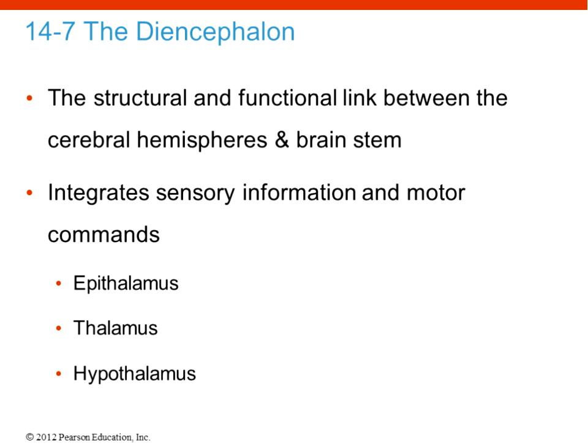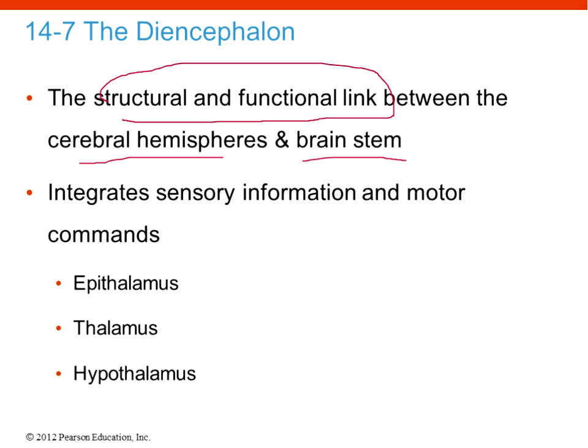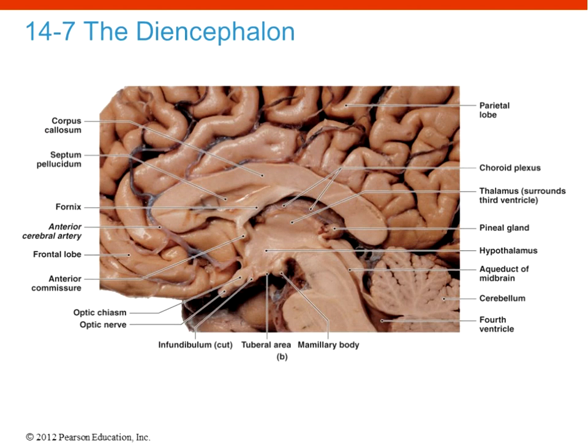On to the diencephalon. Diencephalon sits on top of the brain stem and is the structural and functional link between the cerebral hemispheres and the brainstem and on down to the spinal cord. Okay, it helps integrate sensory and motor commands. It has three regions: epithalamus, thalamus, and hypothalamus. And so here you can see the general location of the diencephalon. Right here is the midbrain.